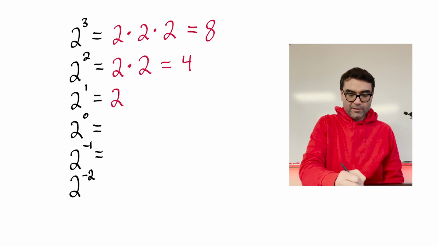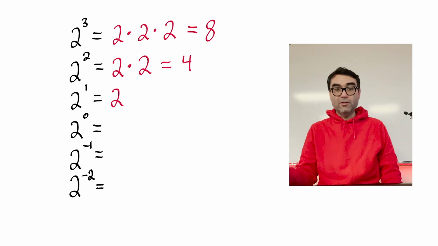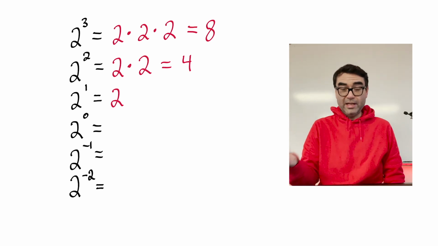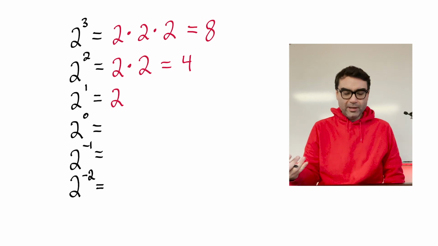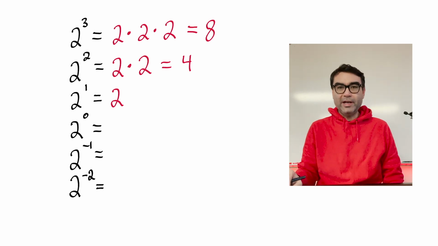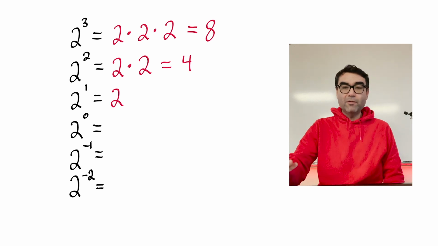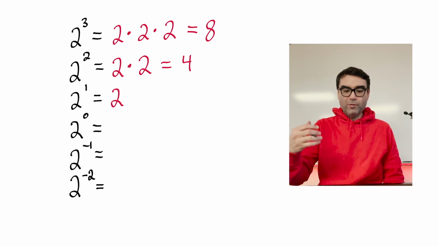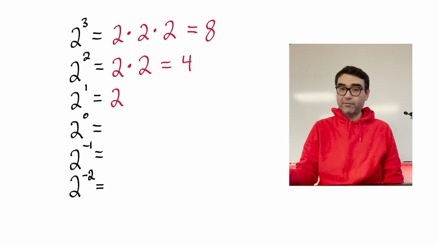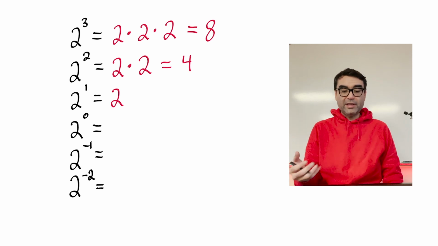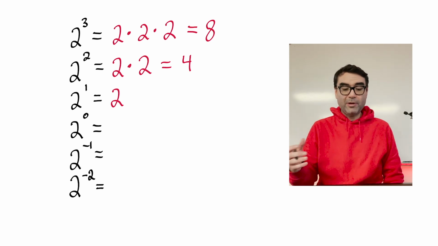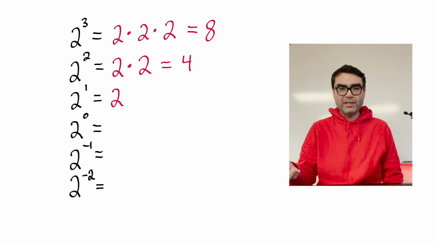And we can continue going to negative infinity. But there must be something that's happening when we look at exponents when we go lower than 1. So we know that 2 to the third power is a product of 3 2's. We know that 2 to the second power is a product of 2 2's. We know that 2 to the power of 1 is a single 2. But what's happening when we get to 2 to the 0 power or 2 to the negative 1 power and so on?